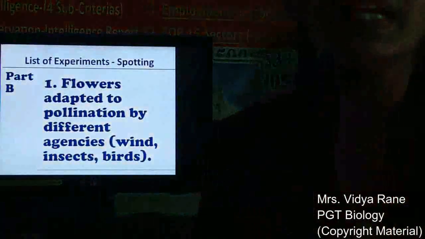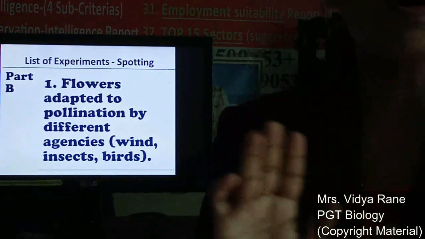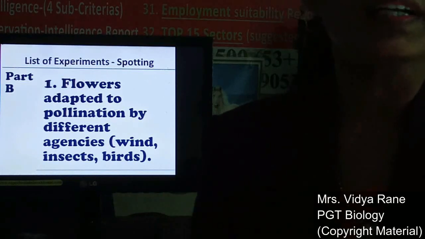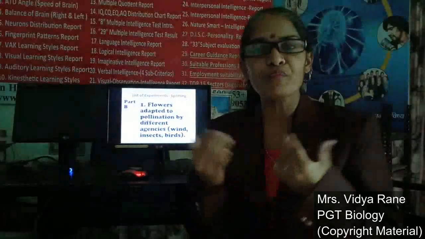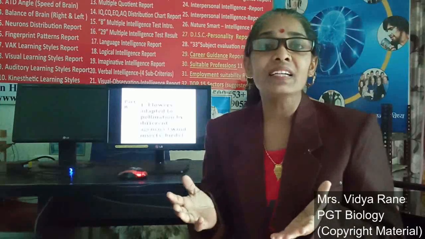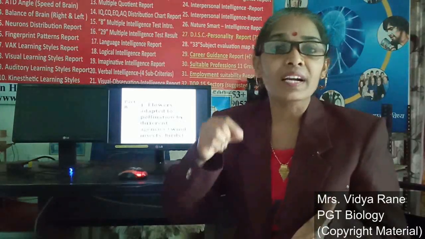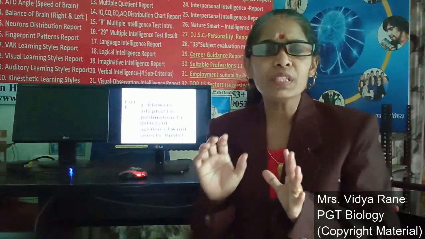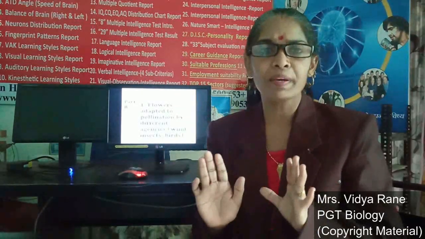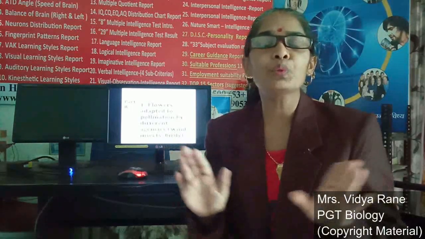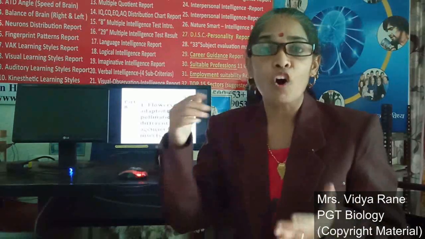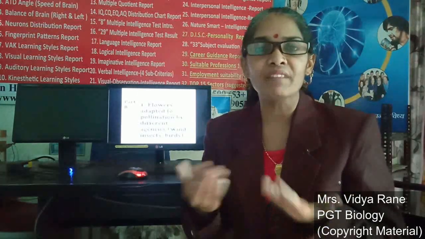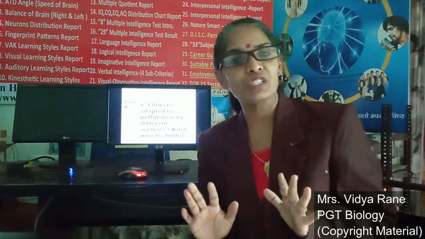See, your part B experiments are there. These are all spotting experiments. Means here you have to just observe the specimen and comment on that, write something, draw the picture. You just have to spot that specimen. Here you don't have to do any experiment, observe and record. Whatever available material is there, you have to just observe.